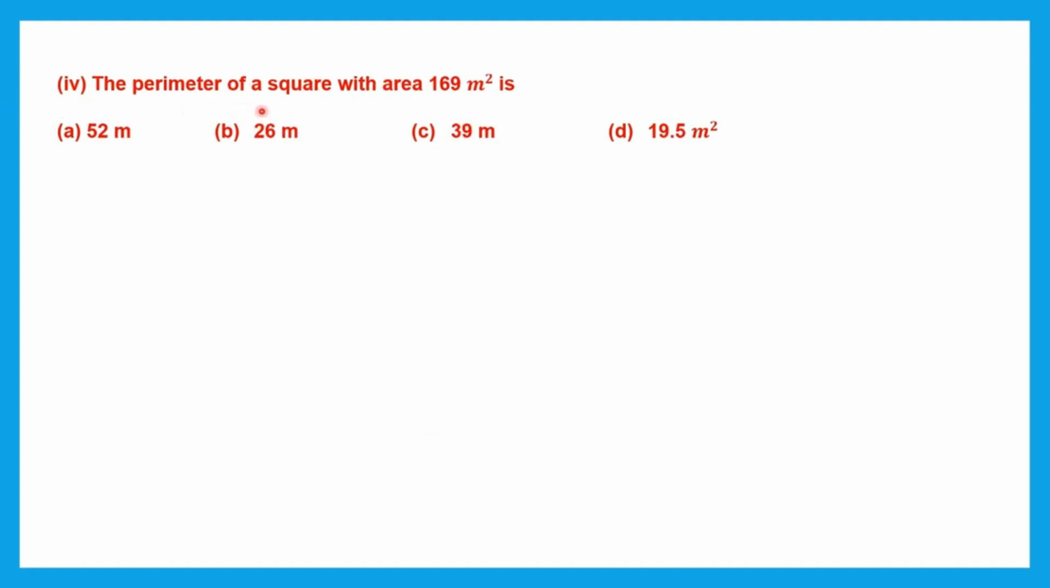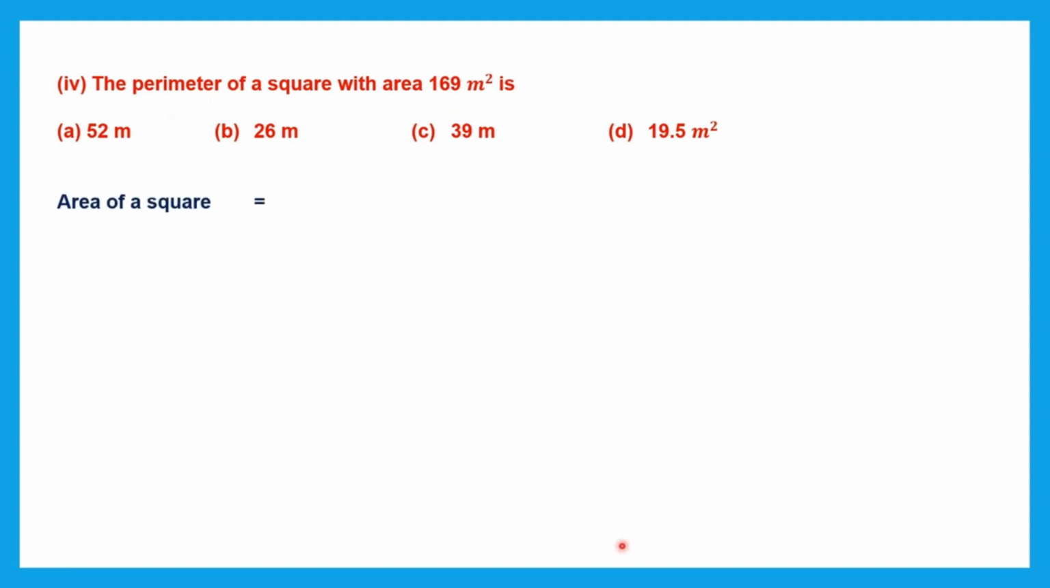Question 4. The perimeter of a square with area 169 meters square is this. So we've been asked to find the perimeter. The formula to find perimeter of a square is 4 into side. But we have not been given the value of side. We have only been told what the area is. With the help of this, first we have to find the side. Then we have to find the perimeter.